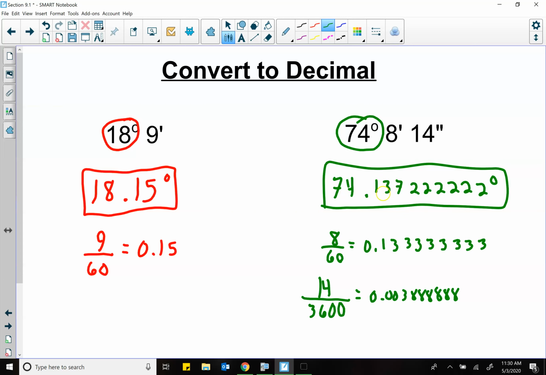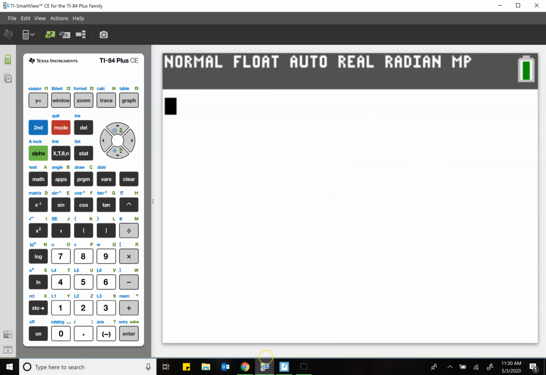Or thousandth, which would be 74.137 degrees. So make sure that you read that fine print below it. It's going to tell you where to round, I promise you. Now, cool thing, let me show you some neat tricks on the calculator.